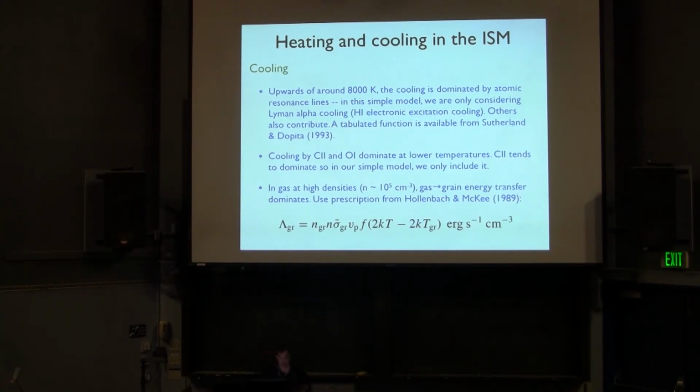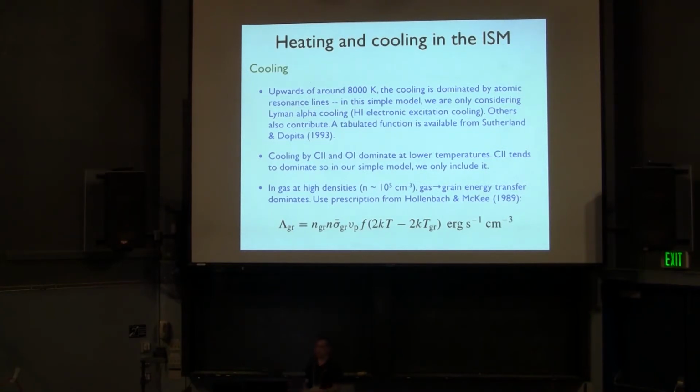The cooling occurs primarily through carbon plus, or C II, and neutral oxygen. These are fine structure transitions. They're forbidden emission lines, and they cool the gas very, very well. In the regime from about 8,000 Kelvin downwards, they tend to dominate. And typically, people find that the oxygen cooling and the carbon plus cooling are around about equal.